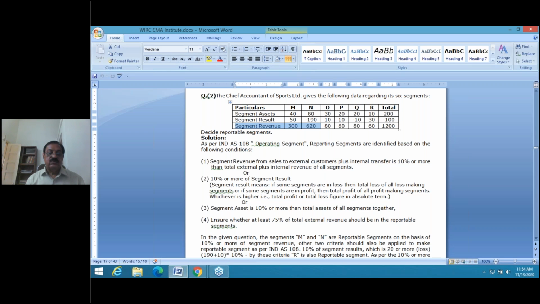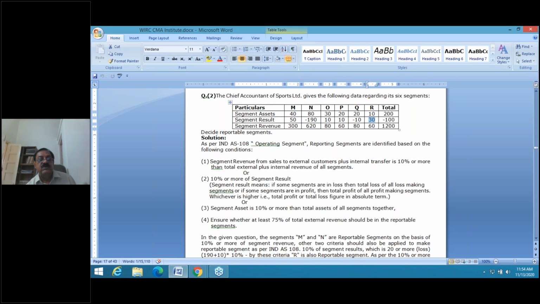Okay. Then I go to segment results. In results, I have said you have to make the profits total and the loss total. Loss total is 200. 10% is 20. So wherever the profit or loss is 20 or more, that is M and R. O, P, Q are less than 20. Whether it is a profit or loss, the figure is less than 20, so it won't come. M and N were already there in revenue, R is added to that.